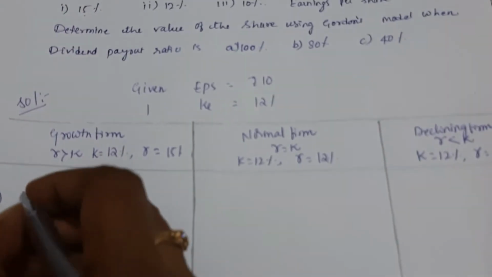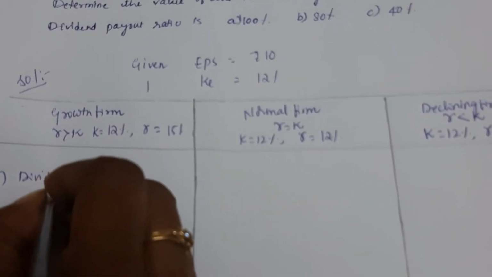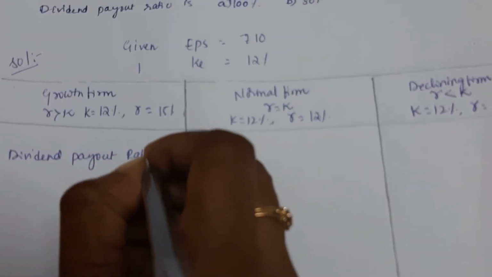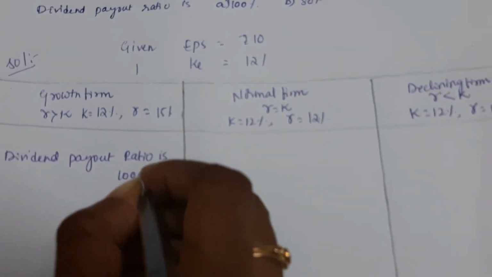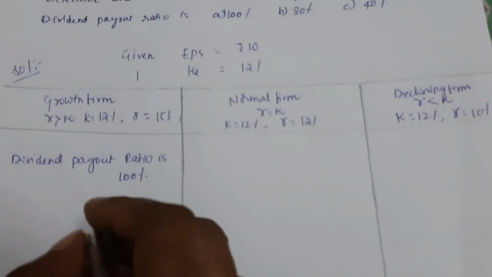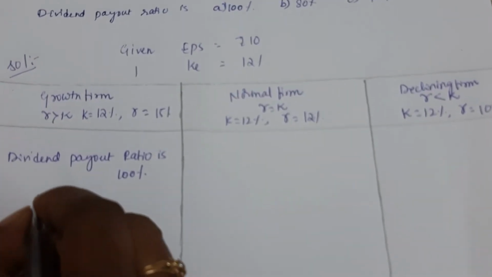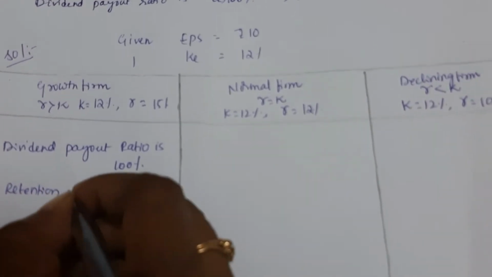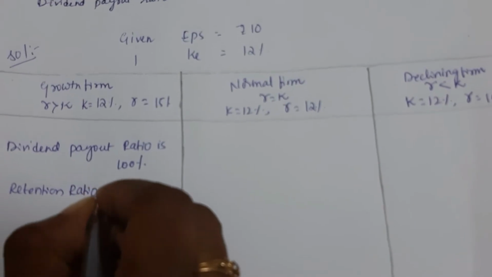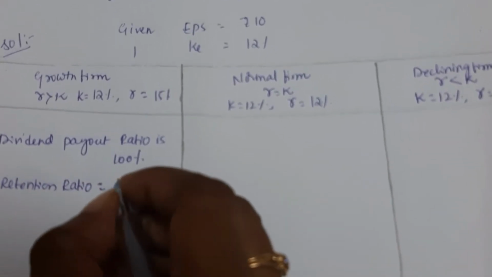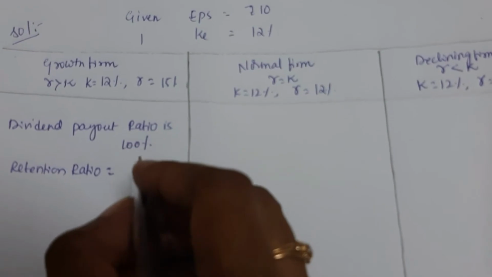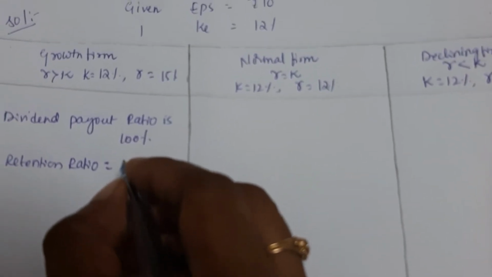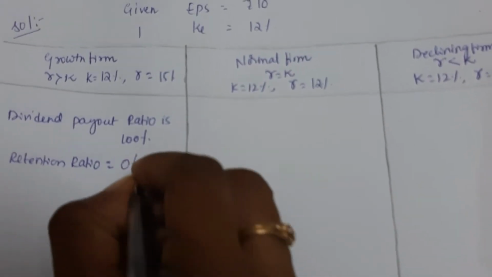A. Here the dividend payout ratio is considered as 100%, which means that the retention ratio is 0. We are paying all the profits in the form of dividend, so we are not going to keep or retain any profit with the company. So the retention ratio will be 0%.